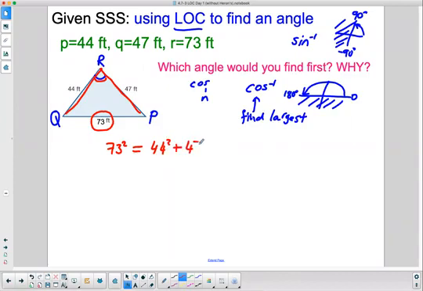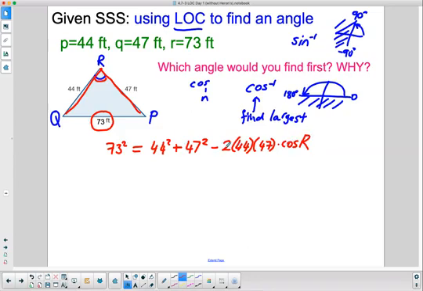Do you remember what I said about memorizing the pattern, not the number, the letters? So the side opposite the angle you're interested in, square it, set that equal to the other two sides squared, subtract two times, you can use parentheses or multiplication on your calculator, 44 times 47, these two sides multiplied by each other, multiplied by the cosine of the angle in between them, which was this R that we don't know. So now we have to solve this whole equation for cosine of R.